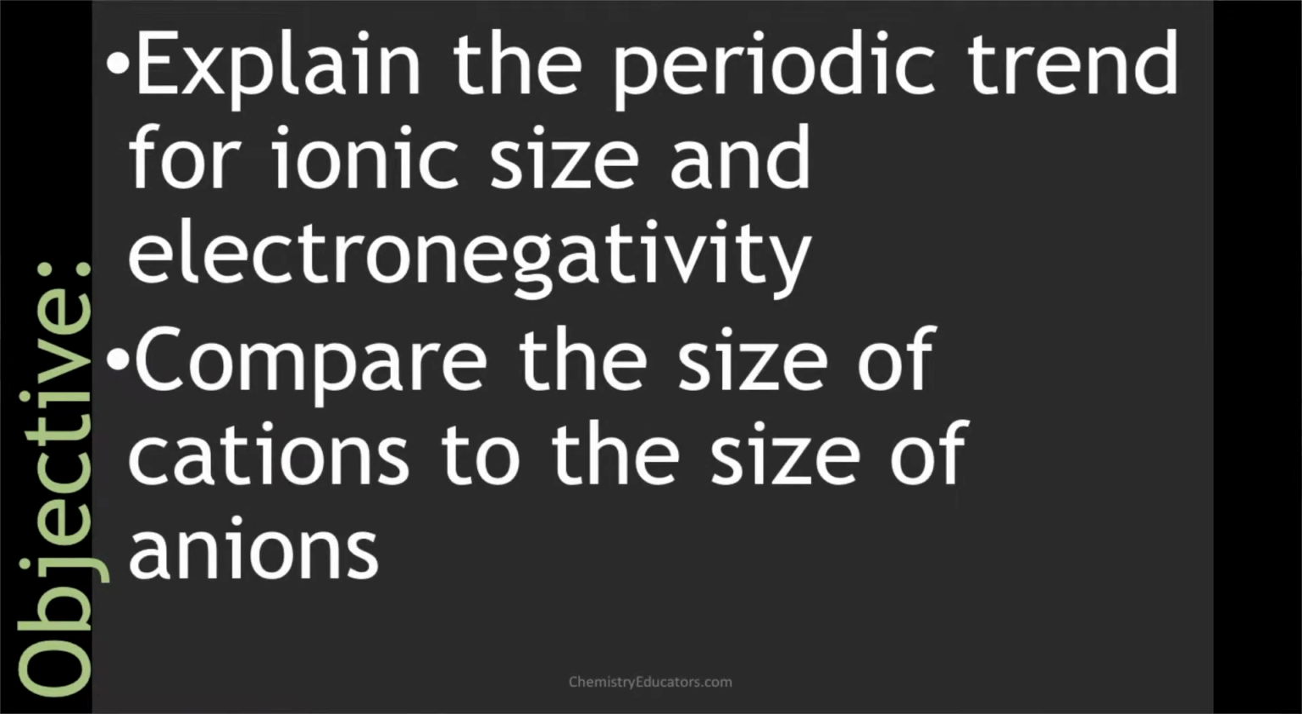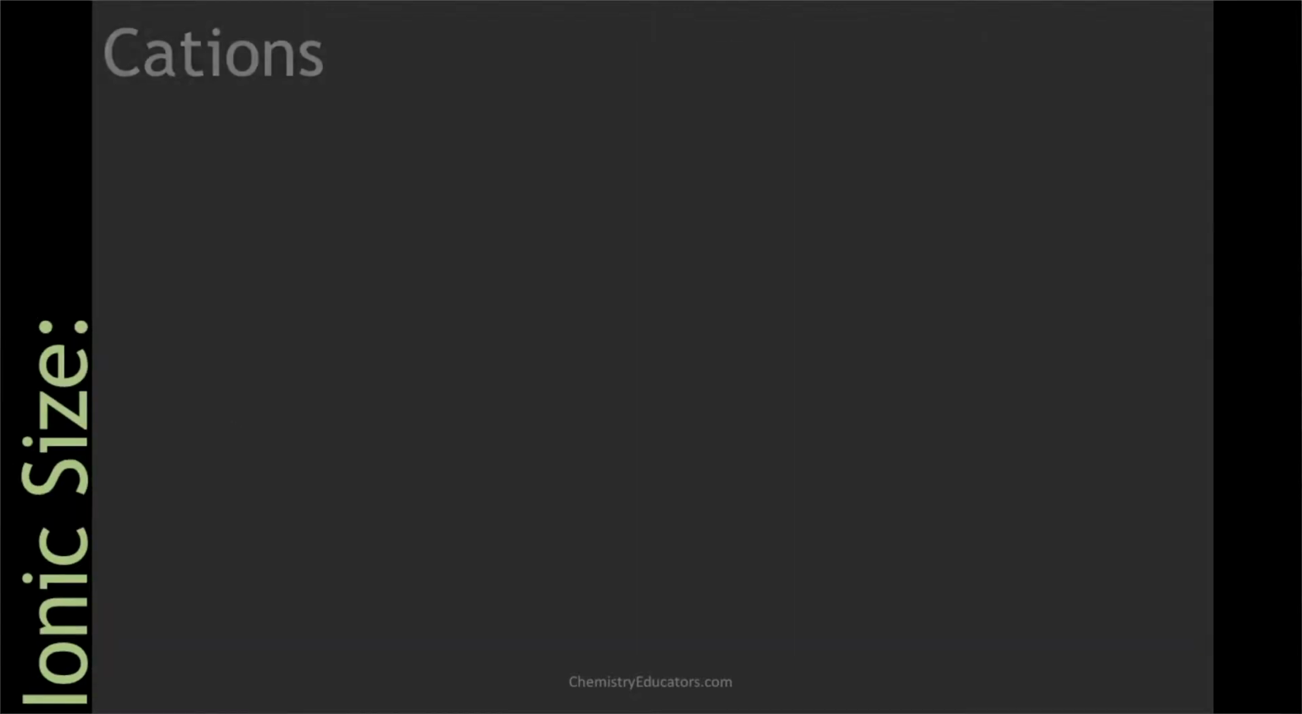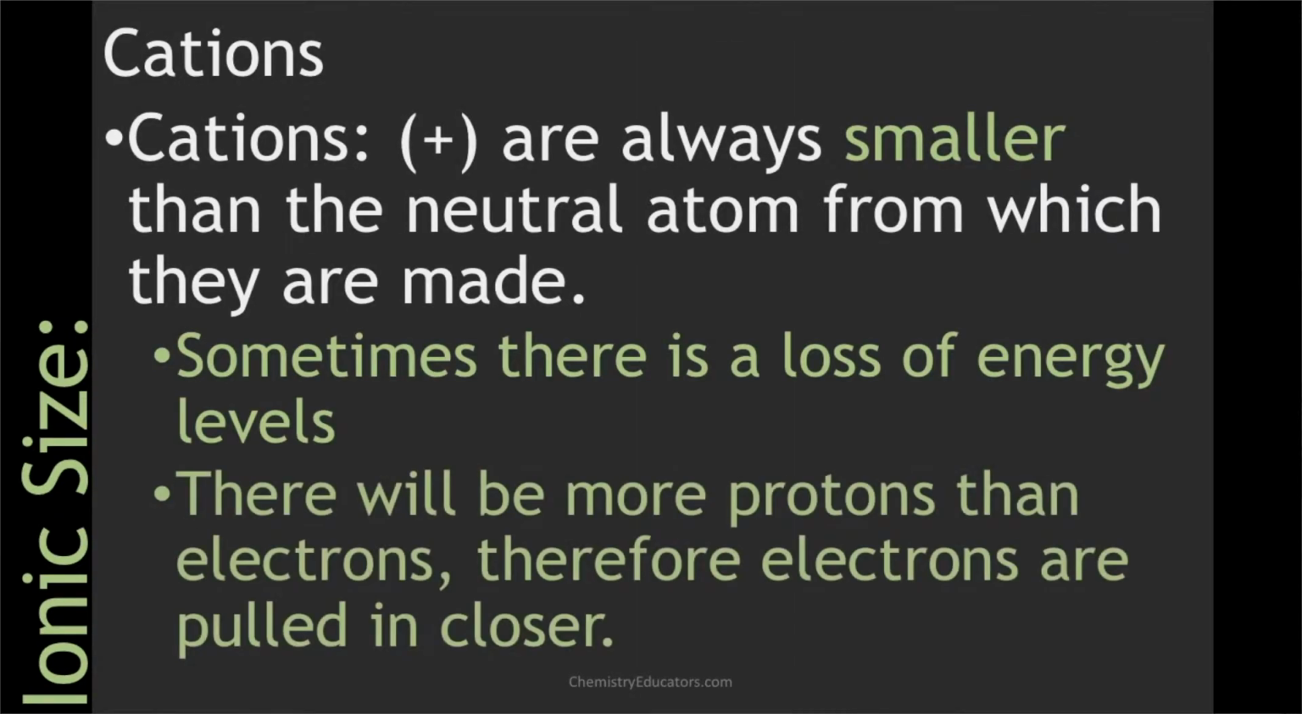Let's get started. So we already know one periodic trend, and that's atomic size. Today we're going to learn two more trends, the ionic size trend and the electronegativity trend, or ionization trend. We're going to also compare the size of cations to anions. As you recall, cations are positively charged ions. That's all they are, just a positively charged ion.